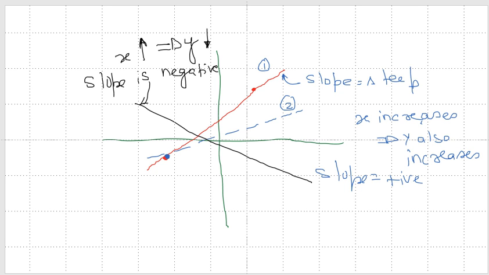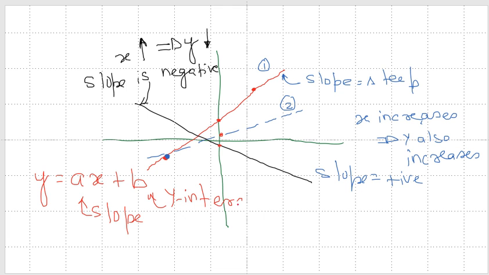The other property is that each of these lines intersects the y-axis. This is the y-intercept, right? So every straight line in the world has an equation, as you know, y equals ax plus b. a is the slope and b is the y-intercept. Okay?